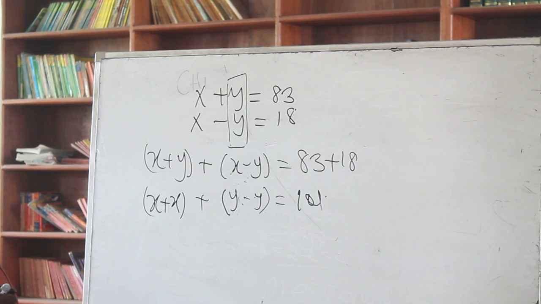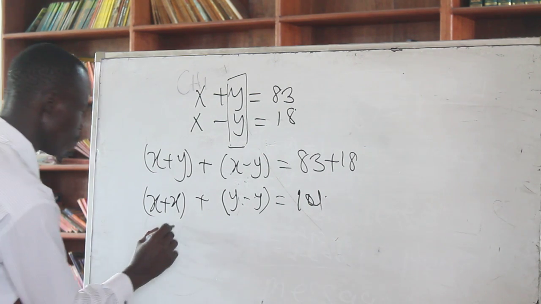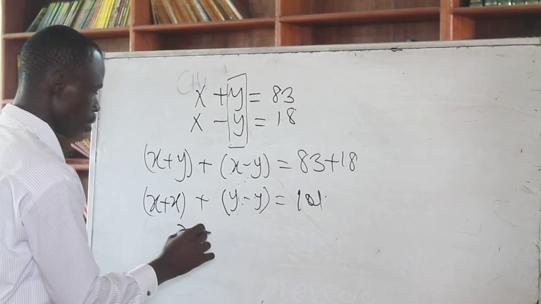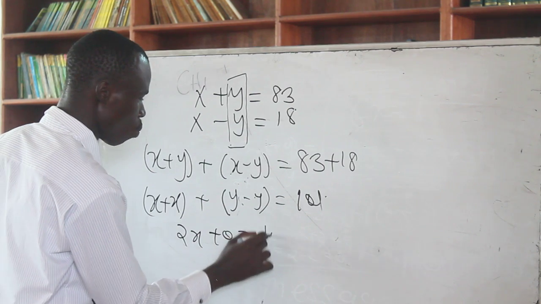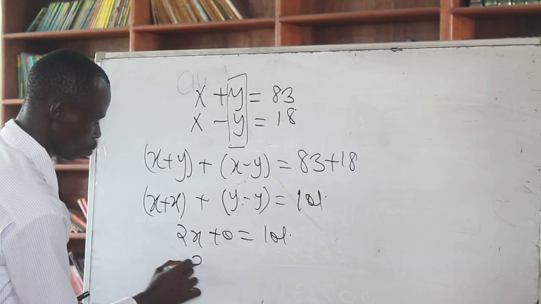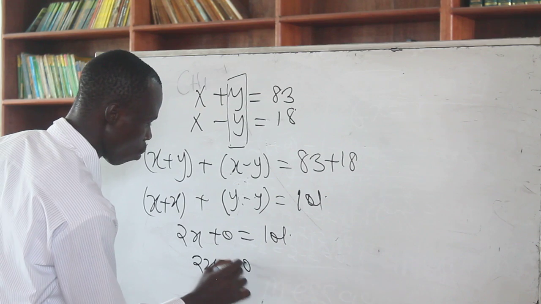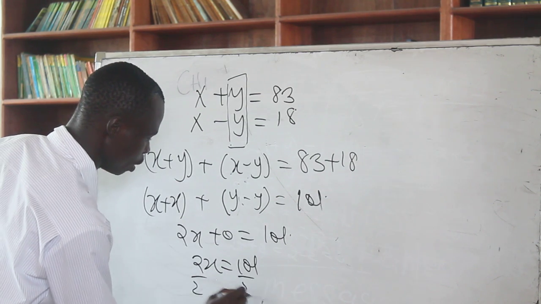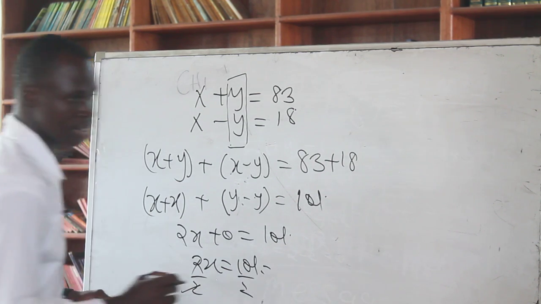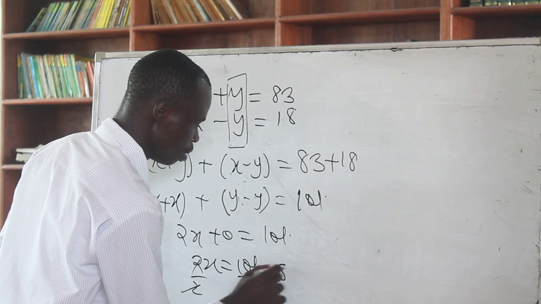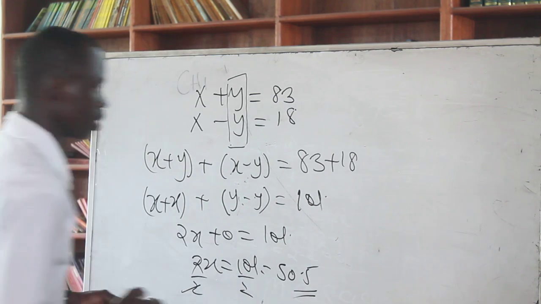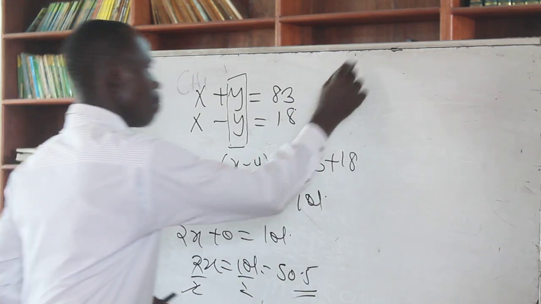So what happens here? We are going to have 2x plus 0 is equal to 101. So 2x is equal to 101, divided by 2 on both sides. x is equal to 50.5.